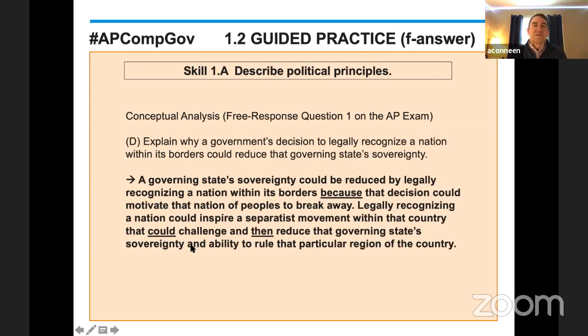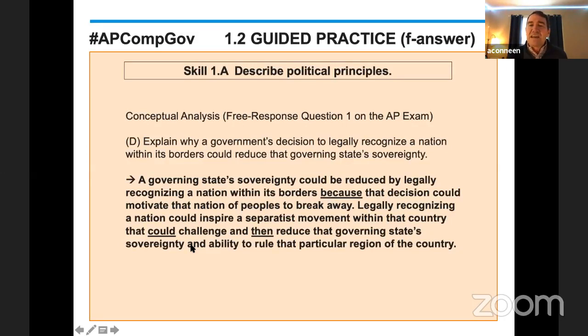And then answering letter D, explain why a government's decision to legally recognize a nation within its borders could reduce that governing state's sovereignty. This gets a little bit more complicated in your explanation, so make sure you're complete. Reuse the vocabulary from the prompt to really heighten your clarity, but make sure you answer this. And in some cases, if it feels redundant, that's fine, but make sure you're answering the prompt.